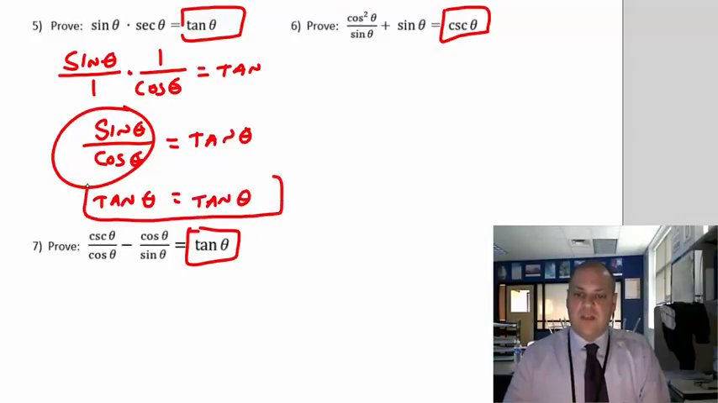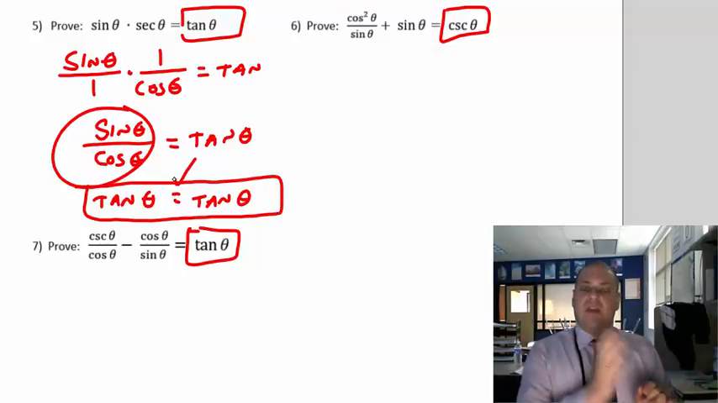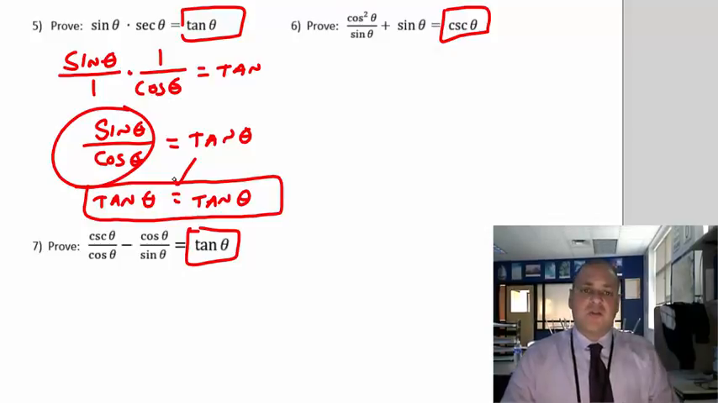Tan theta equals tan theta. There it is. And you just put a little check, and you prove that tan theta equals tan theta. So you prove that both sides of the equation are equal. That's all it is. That's a trigonometric proof. All right, so again, we'll leave that alone.